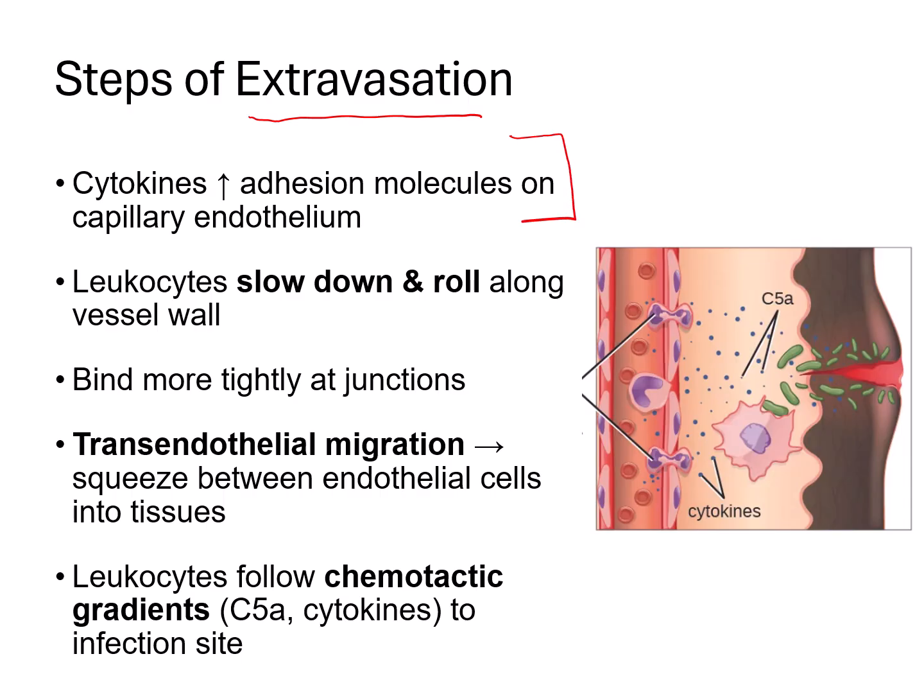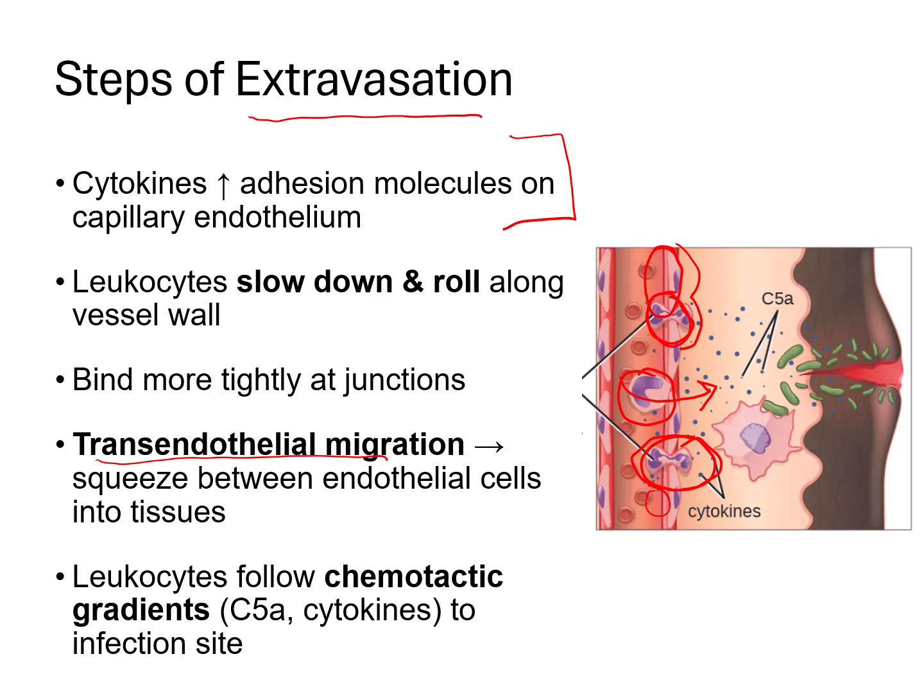We have cytokines that increase the adhesion molecules that will be expressed on the inner lining of that capillary endothelium. Leukocytes, because of these molecules, will slow down and start rolling along the vessel wall. And where there are cell junctions, where one endothelial cell meets the next cell, there will be adhesion molecules that cause very firm binding. So the white blood cells will be firmly attached. Then the leukocytes will perform transendothelial migration, where they squeeze in between those endothelial cells, you can see that over here, to enter the tissue.